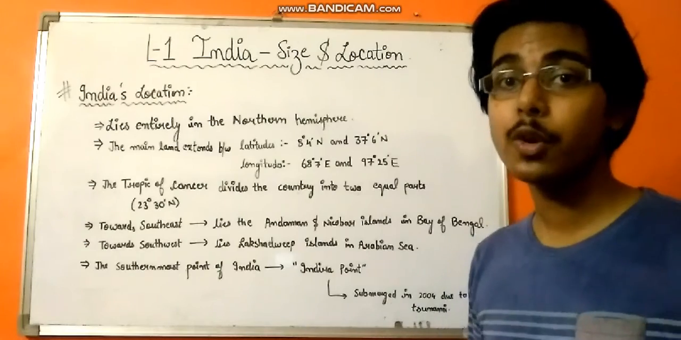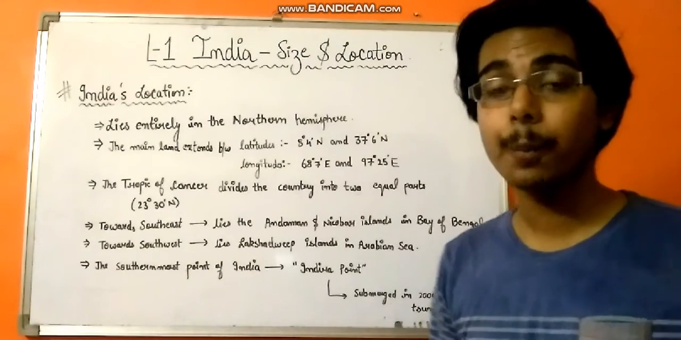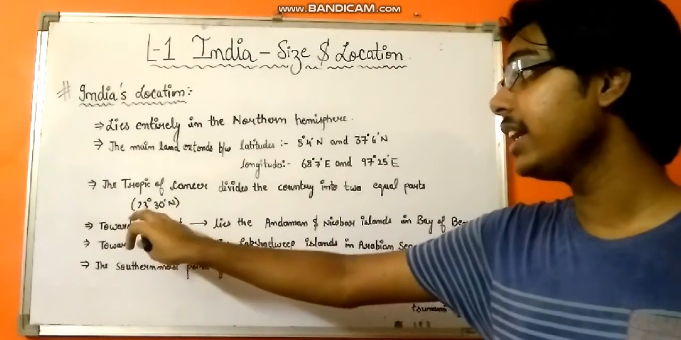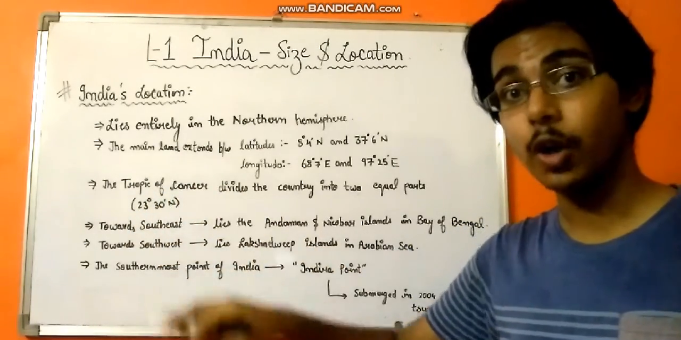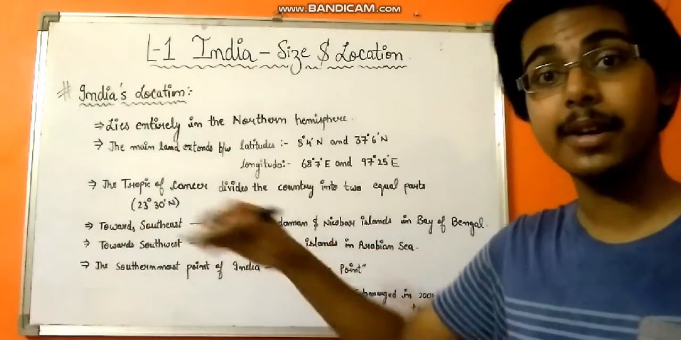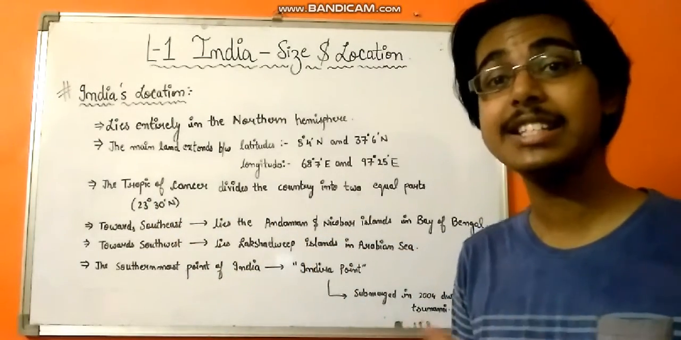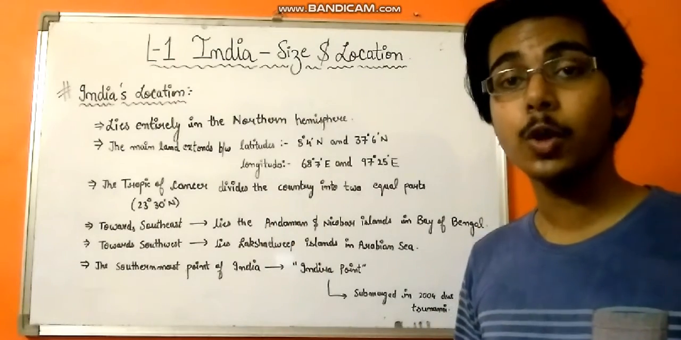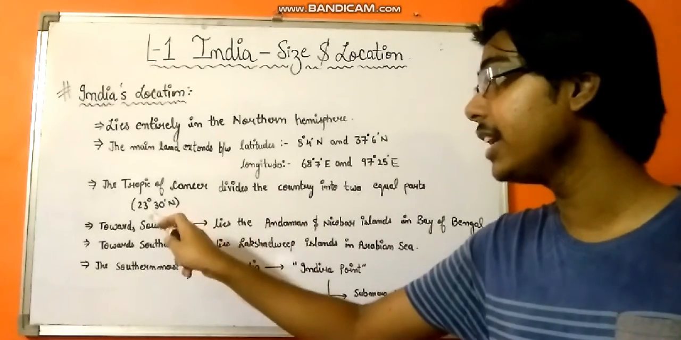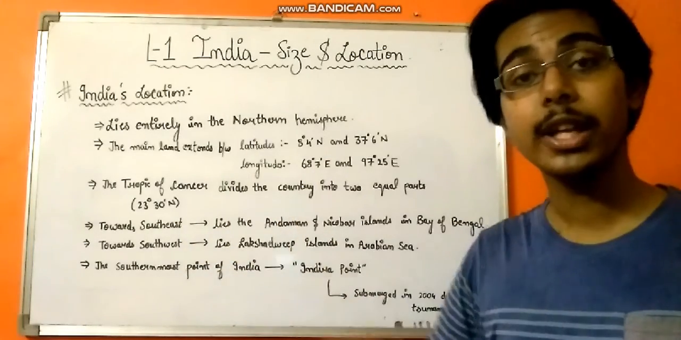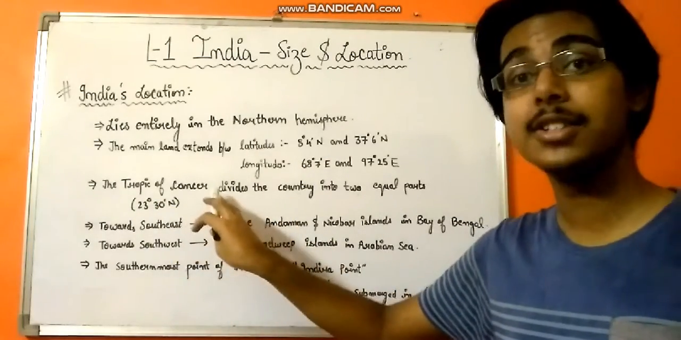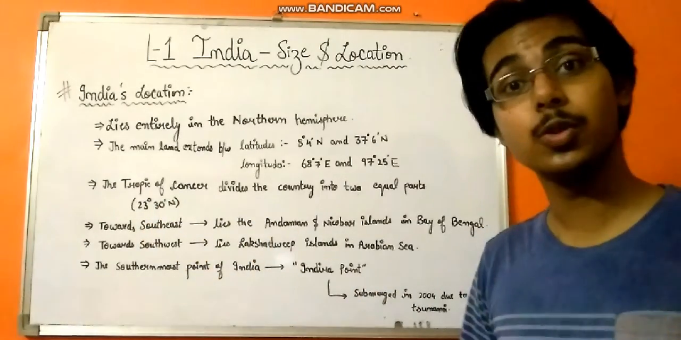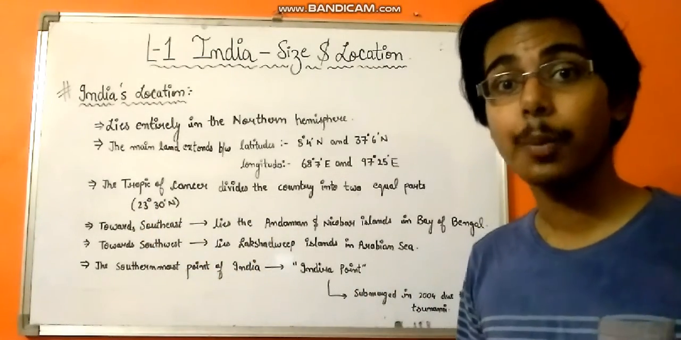Now what is this Tropic of Cancer, you all must be wondering. See, tropics are actually two lines which are 23 degrees and 27 minutes north. Actually it's written 30 minutes here, but in general it is 27 minutes north or south of the equator. So the line which is 23 degrees 30 minutes north of the equator is known as the Tropic of Cancer, and the line which is 23 degrees 30 minutes south of the equator is known as the Tropic of Capricorn.